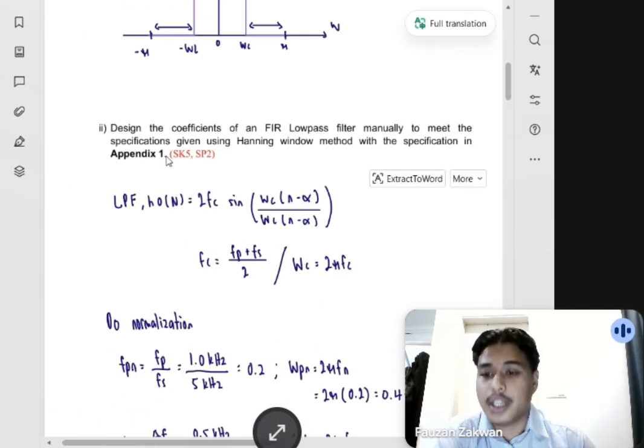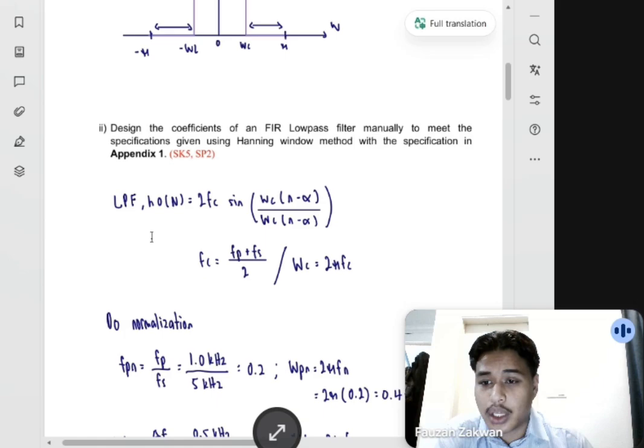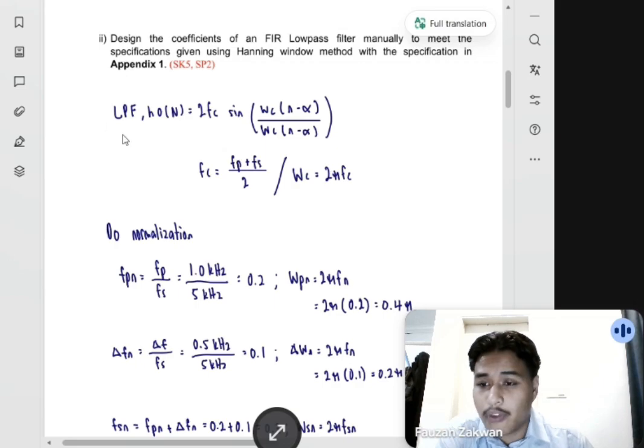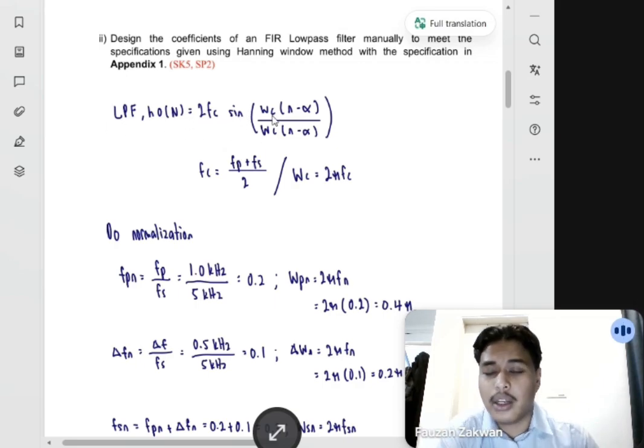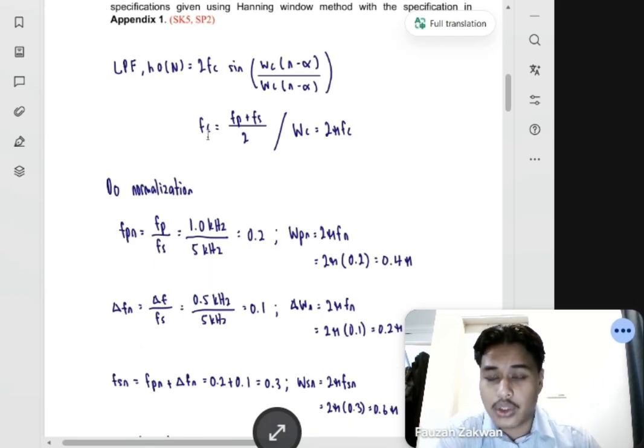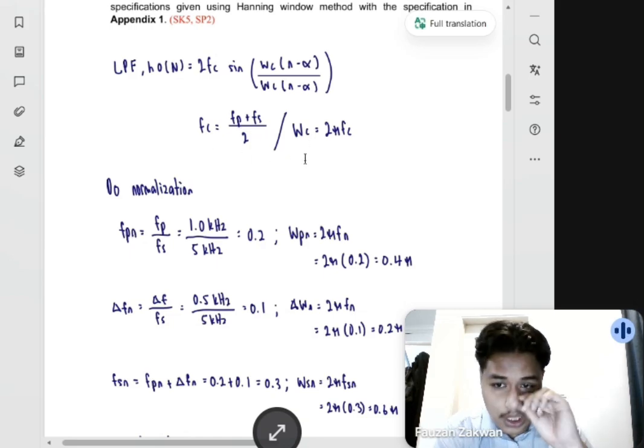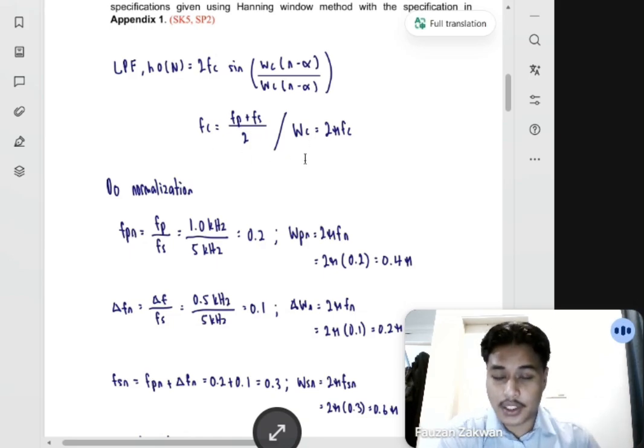So the next question is: design the coefficients of the FIR low pass filter manually to meet the specification given using the Hanning window method, with the specification in Appendix 1. As you can see, the formula is h_LPF equal to 2Fc sin(Wc(n minus alpha)) divided by Wc(n minus alpha). Fc is (Fp plus Fs) divided by 2, and Wc equals 2 pi Fc.